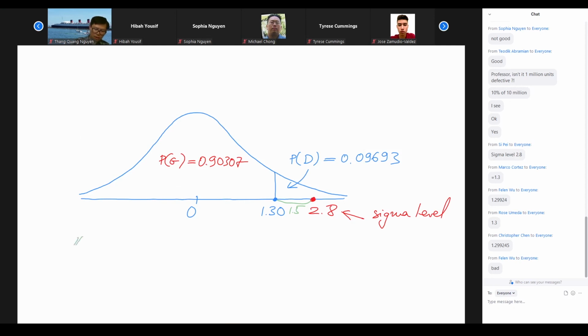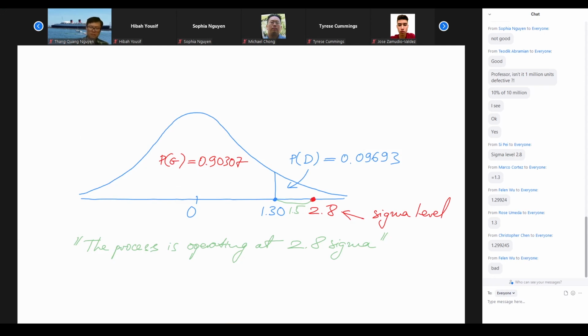And here's how we would say it. So the process is operating at 2.8 sigma, right? I would not be proud if I say that my company is working at 2.8 sigma, because that 2.8 sigma sounds low.